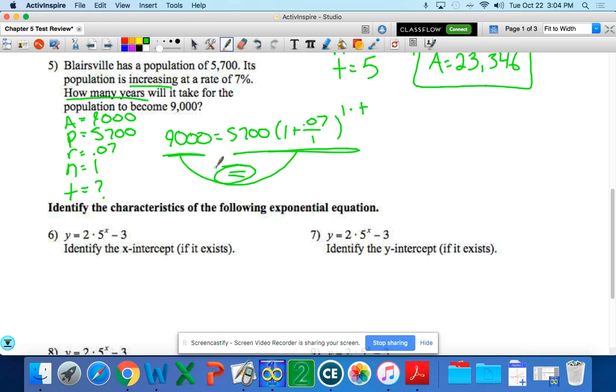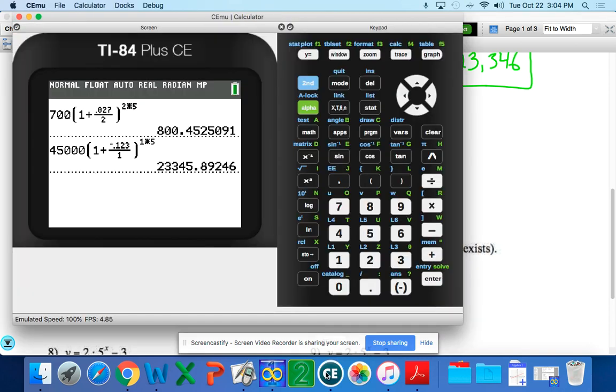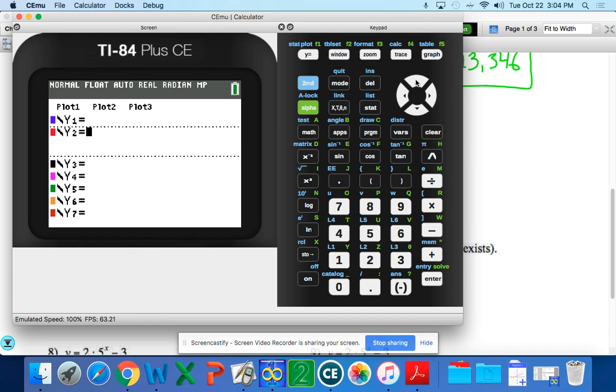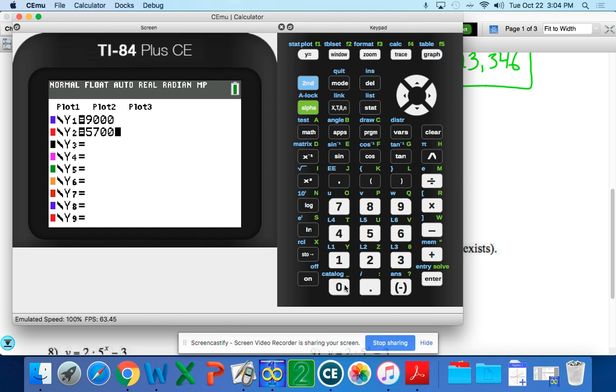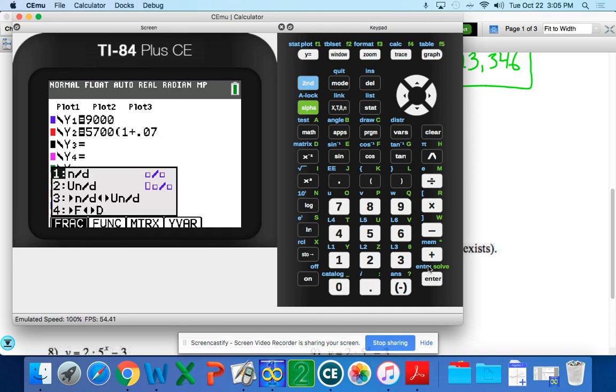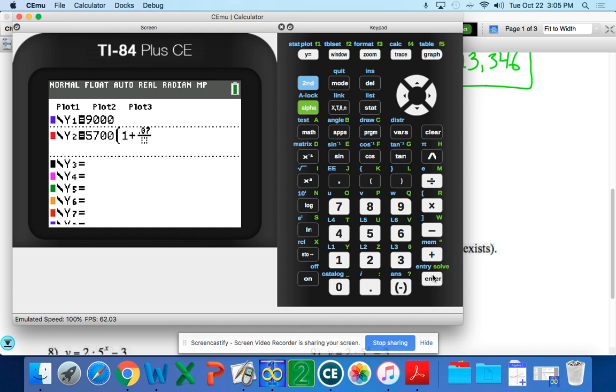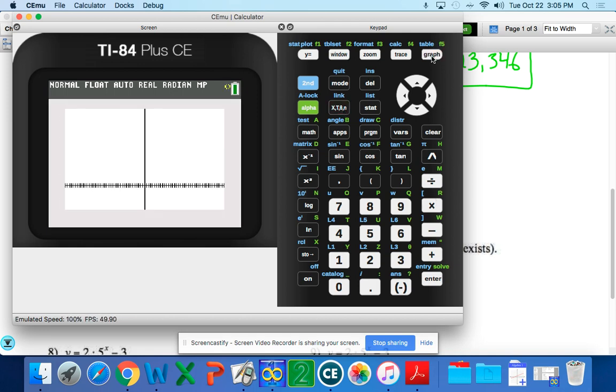So I put them both in the calculator and I graph them to find out. I clear out whatever someone left in there for me. I've got 9,000 is my final goal. 5,700 is what I have now, but I'm adding to it at a rate of 0.07 over 1 raised to the 1 times t power. Well, I don't have t, so I use x. I'm just going to hit graph and see what happens. It might actually show up. I think it's going to be close.